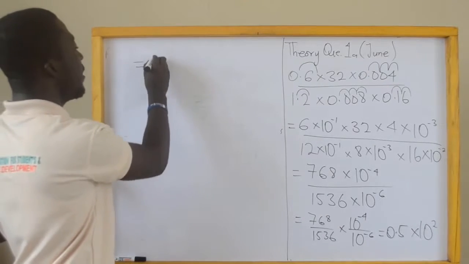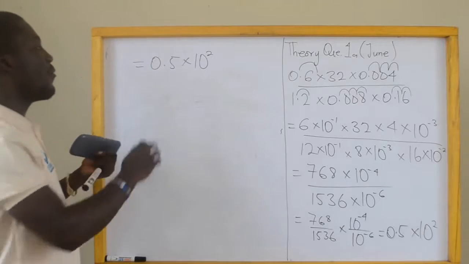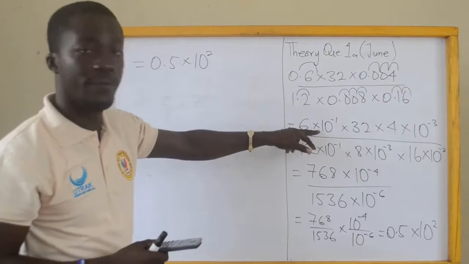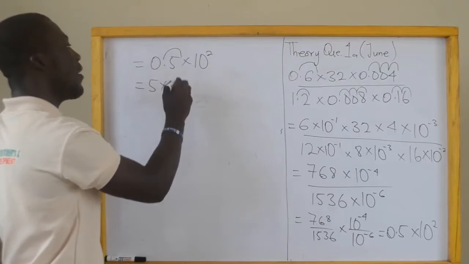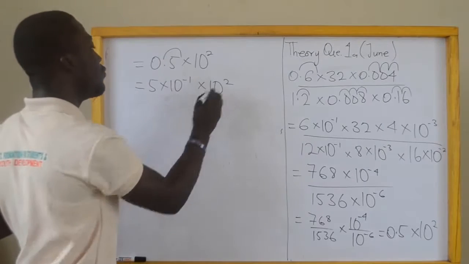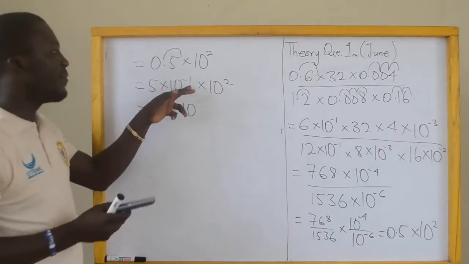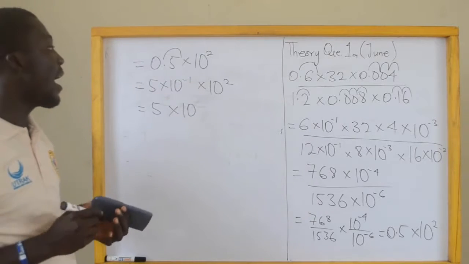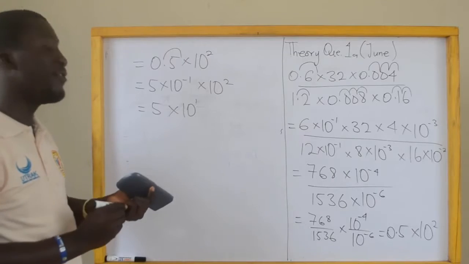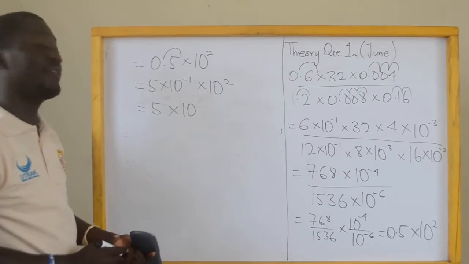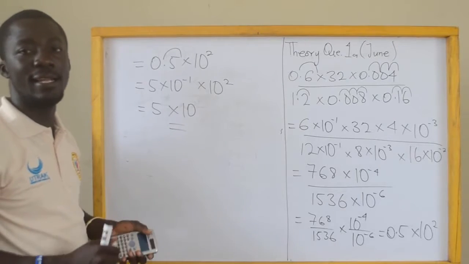Alright. So we have 0.5 times 10 raised to the power 2. And we want to also write 0.5 in this form as a power of ten. We get 5 times 10 raised to the power negative 1, since we move just once, times 10 raised to the power 2. The exponents are going to be added, so we get exponent 1. In mathematics, when you have exponent 1, you can just ignore it and write 5 times 10. And this one will be your answer. This 5 times 10 is in the standard form.